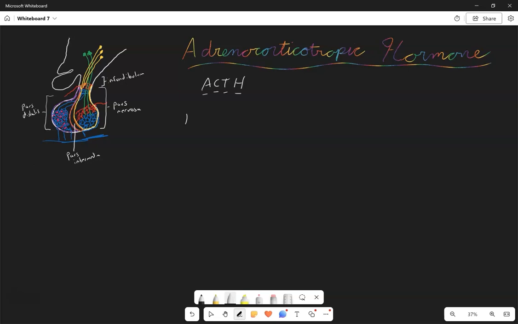So the first thing, right, is that, because we're talking about the pituitary, we're going to start with the hypothalamus, okay? And the hypothalamus is going to release the corticotropin releasing hormone. And then that is going to cause the anterior pituitary to release ACTH.